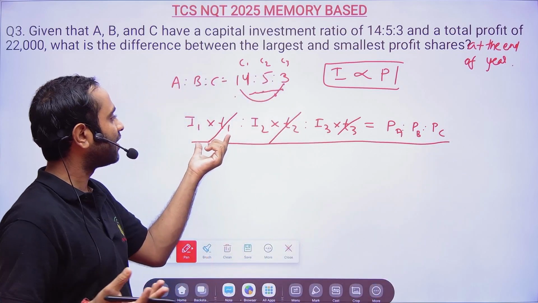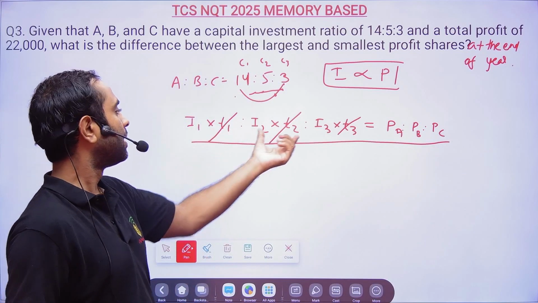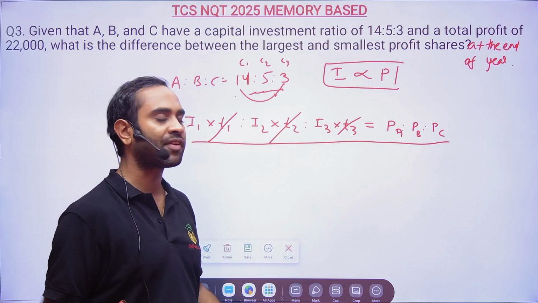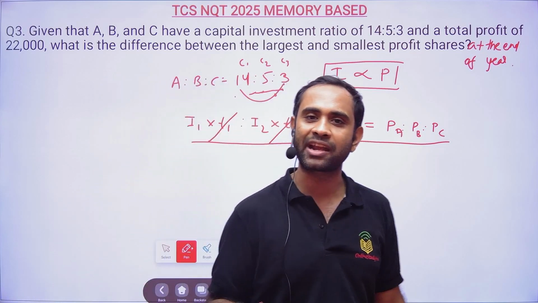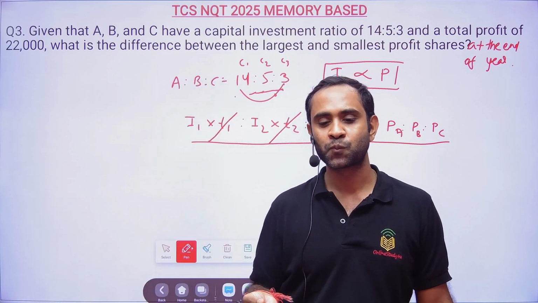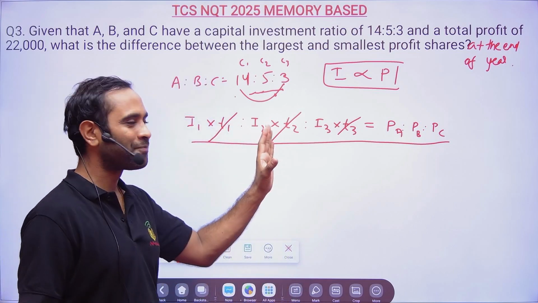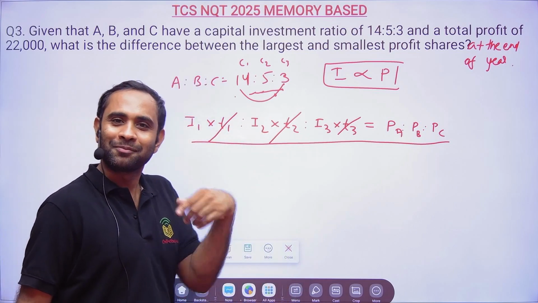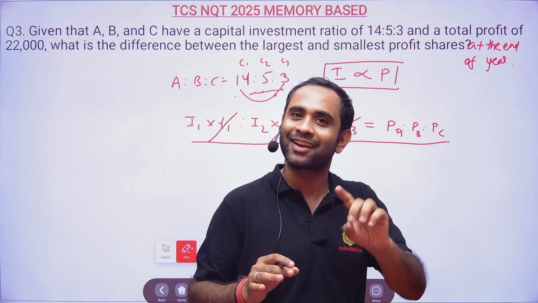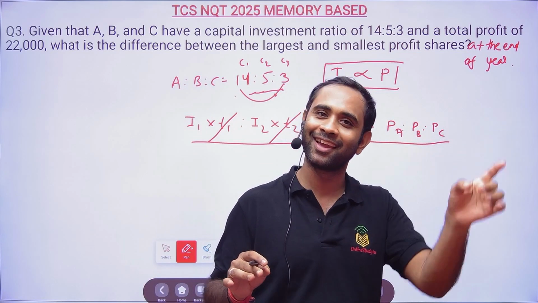Because tomorrow they might tell you A invested for 6 months, B invested for 8 months, and C invested for 11 months. Then you will start abusing sir. I don't want to tell that. I don't want to abuse myself. If I tell you the complete thing, then you will say sir's videos were good, otherwise sir.